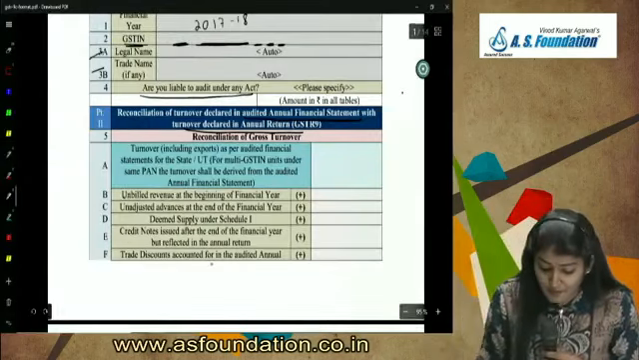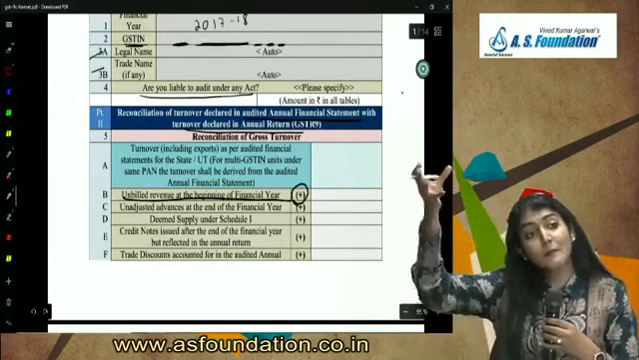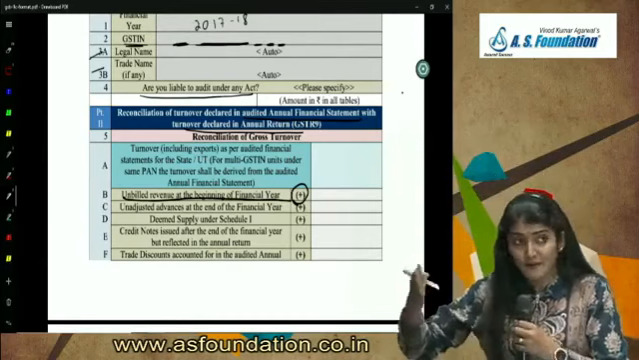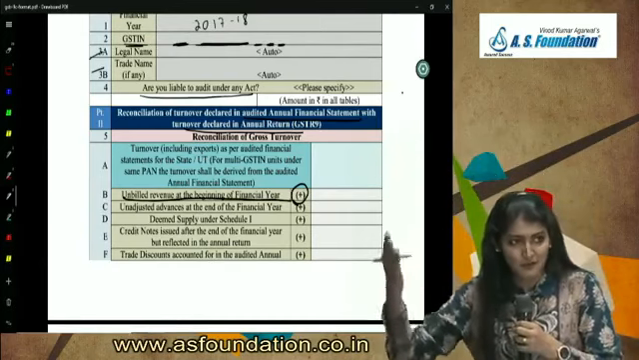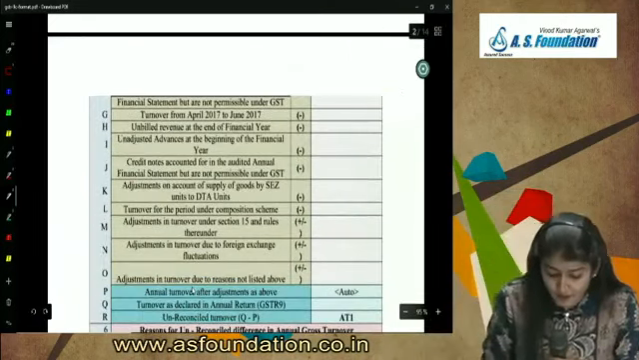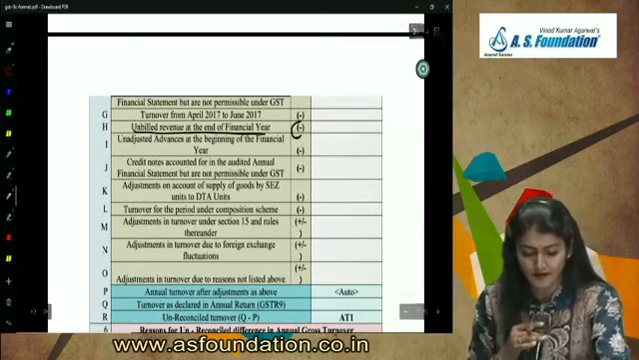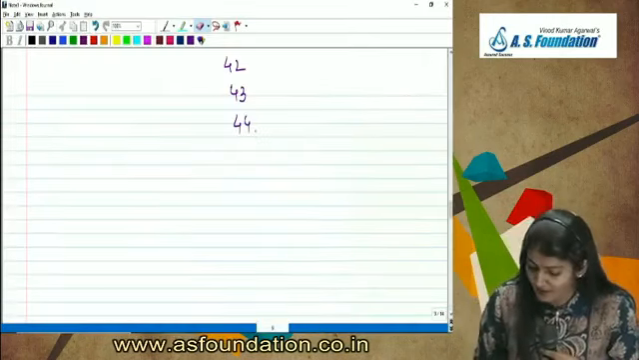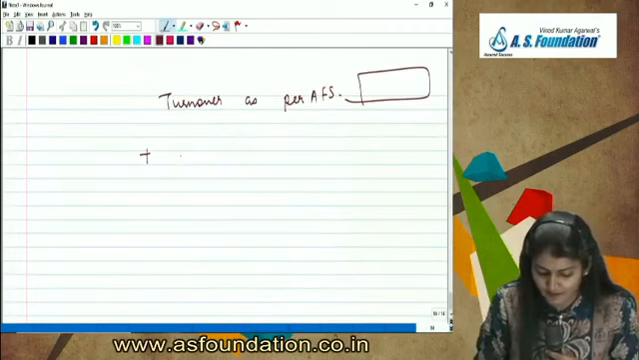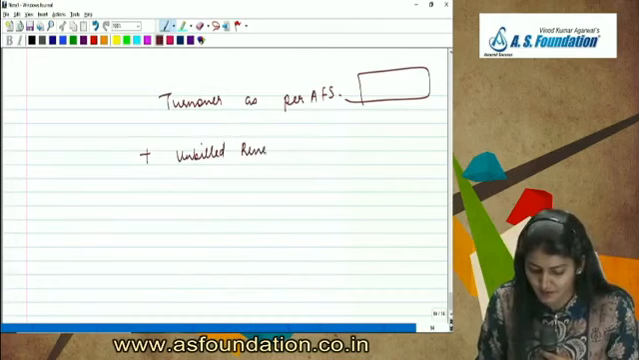So what does it say? Unbilled revenue at the beginning of the financial year, add. Because whatever was at the beginning of the financial year, for that the invoice will be raised in the current year and the GST would be paid. So that you need to add. And unbilled revenue at the end of the financial year, you need to less. So what did I tell you? 5B.